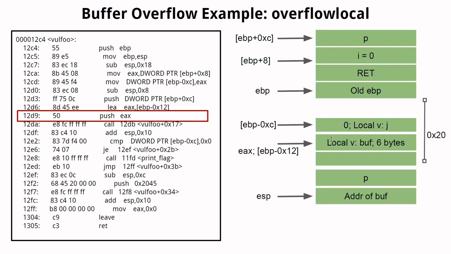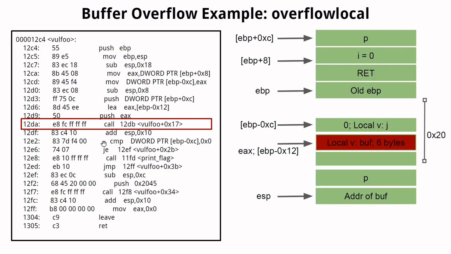Then that address is moved to EAX, then pushed onto the stack here. Then we are making the function call to string copy. Okay. So we're not going to look at the assembly of string copy. We already know what string copy does. We just think about what happened here. So if string copy is going to copy to this place.